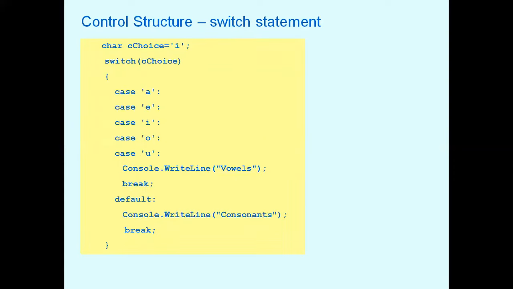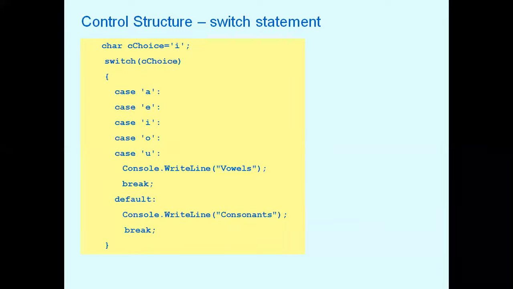See, maybe case A is matched, or E, or I, or O, or U. A, E, I, O, U belong to vowels. For all these cases, one statement will run. That is vowel. For this, it is a sequence of fall through. Sequence means maybe 1 or 2 or 5, and these all share a common condition. If any one condition is matched, always display the common statement as vowel.